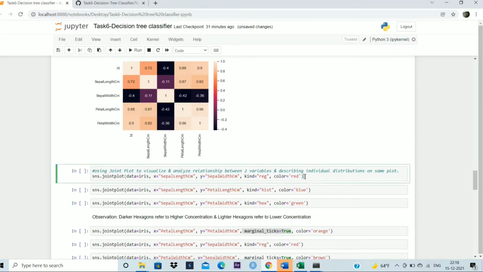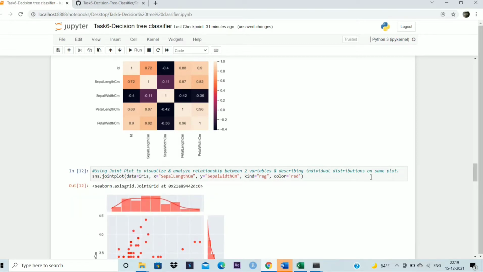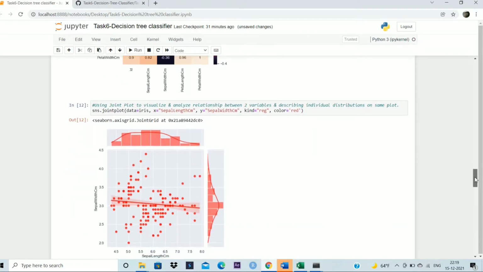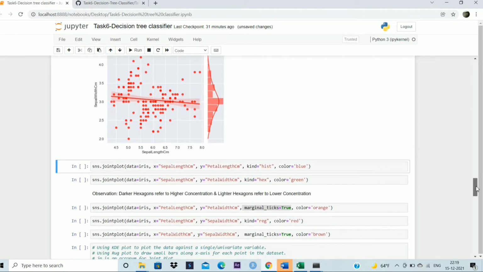Also, furthermore, there is a joint plot done to visualize and analyze the relationship between two variables, the pairwise relationship, and describing individual distributions in the same plot. So firstly, I've considered the relationship between sepal length and sepal width. So it is something like this, the visualization. Next, the sepal length and the petal length.